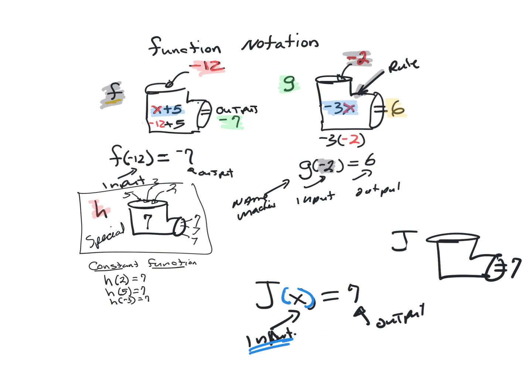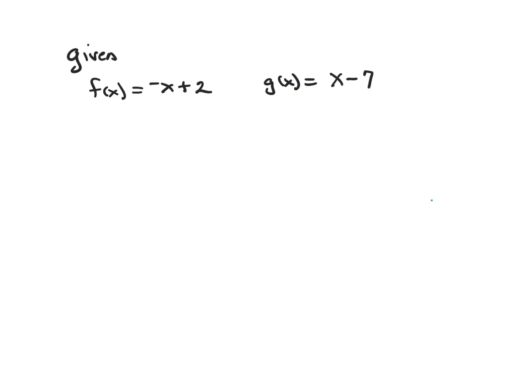So, understanding what the notation means. Let's look at another problem. Here are two given functions. The function f is negative x plus 2, and g of x equals x minus 7. What if I ask you to find g of 5?